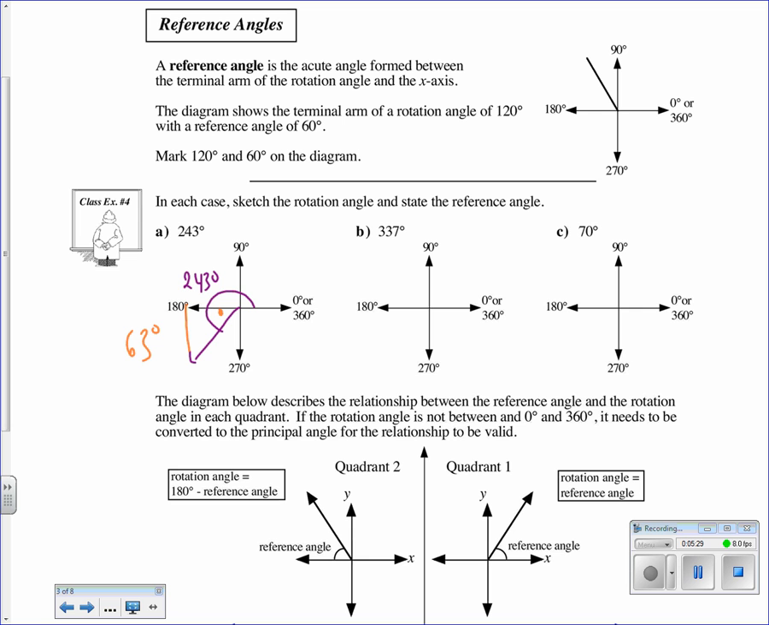337, same kind of thing. Rotate around, somewhere in quadrant number 4. Well, your reference angle is the angle that would be formed if you triangle back to the x-axis. And you can actually calculate that. 360 minus 337. Your reference angle is 23 degrees. And 70 degrees, well, 70 degrees is actually quite nice. It's in quadrant number 1, and I have to make my triangle back to the x-axis. My reference angle would be 70 degrees.